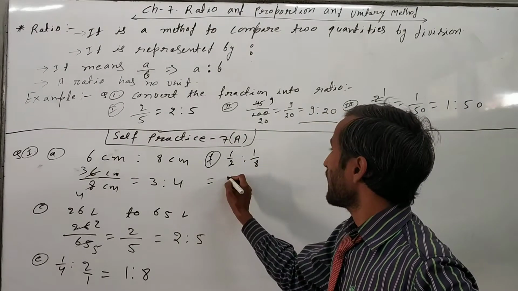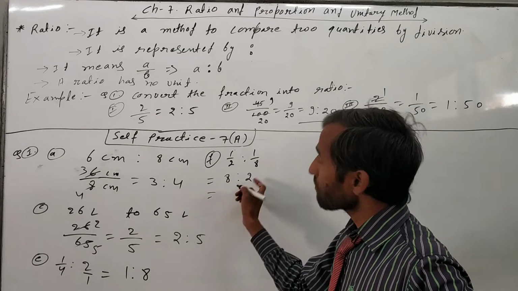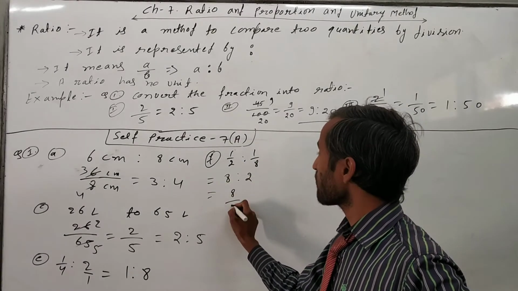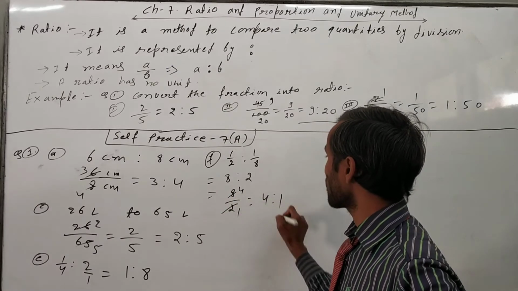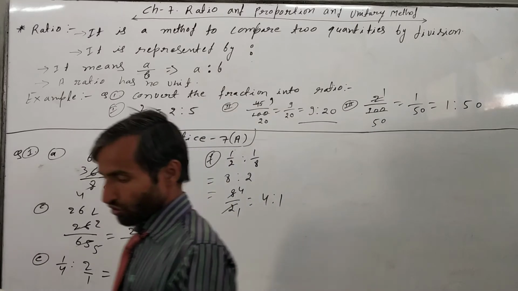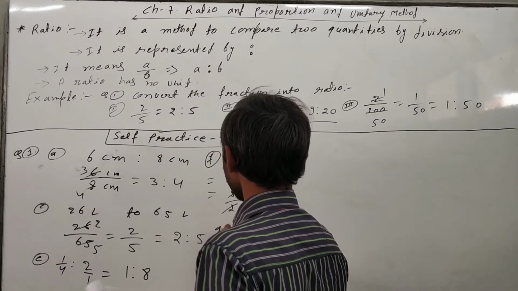Just see here, 8 will go upon 2. First of all we will simplify 8 upon 2, then cancel out to 4 upon 1, so it will come 4 is to 1. The ratio in simplest form is 4 is to 1. Okay, now in part G, how do we do question number G?